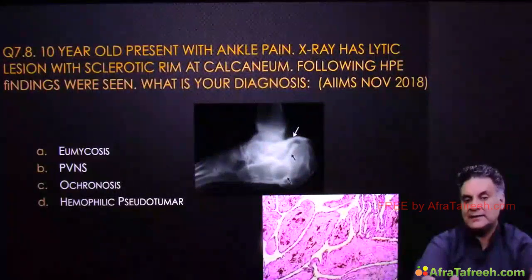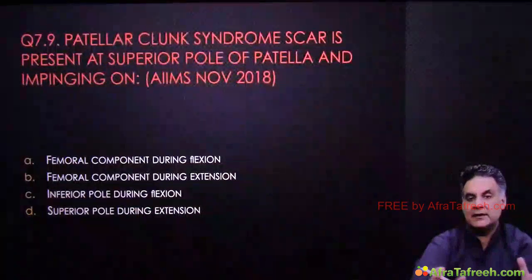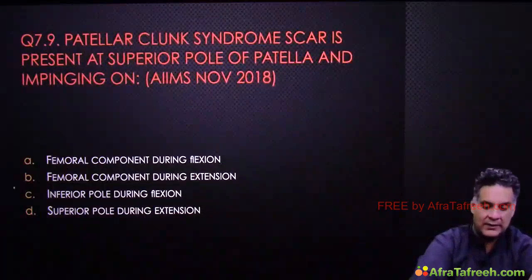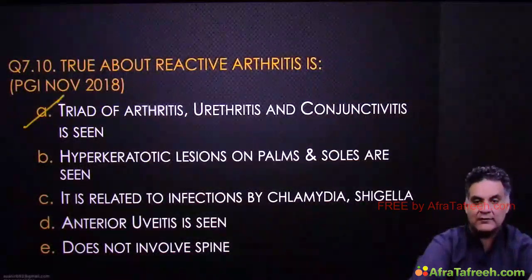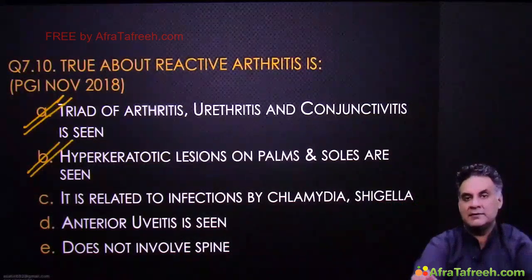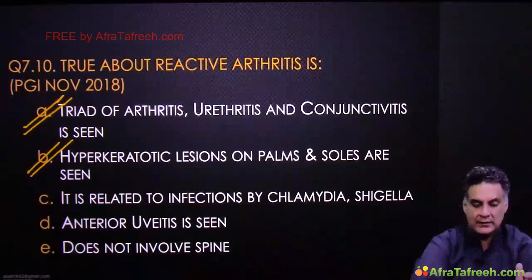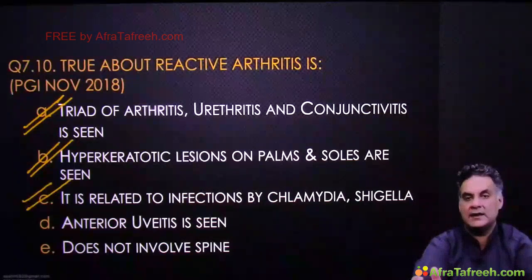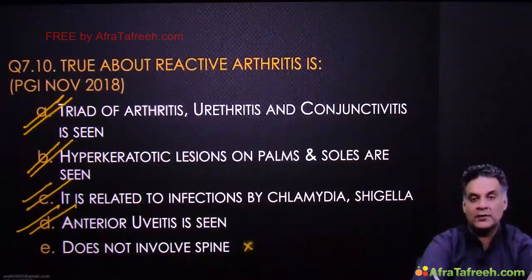Question number 8. A 10-year-old presents with ankle pain, lytic lesion with sclerotic rim, histopath is shown. This is the classic hemophilia. Patellar clunk syndrome, femoral component during extension. True about reactive arthritis is the triad of arthritis, urethritis, and conjunctivitis. Hyperkeratotic lesions on palms and soles, called keratoderma blennorrhagicum, related to infections by chlamydia and shigella. Anterior uveitis is seen. Spine involvement is very common, so this is wrong.